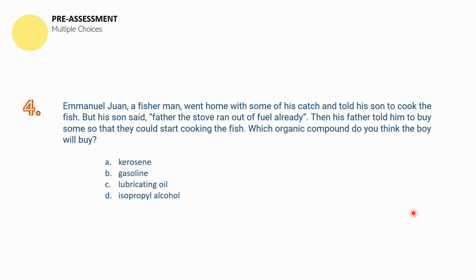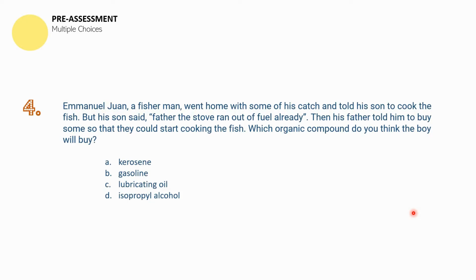Emmanuel, a fisherman, went home with some of his catch and told his son to cook the fish. But his son said, "Father, the stove ran out of fuel already." Then his father told him to buy some so that they could start cooking the fish. Which organic compound do you think the boy will buy? A, kerosene. B, gasoline. C, lubricating oil. D, isopropyl alcohol.